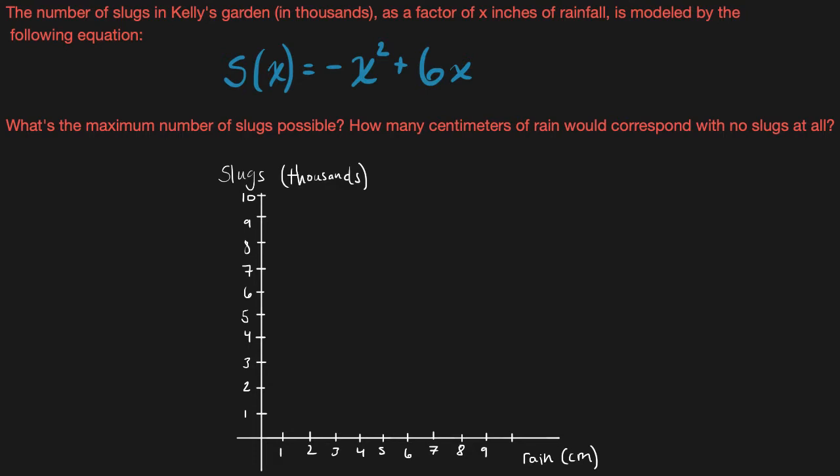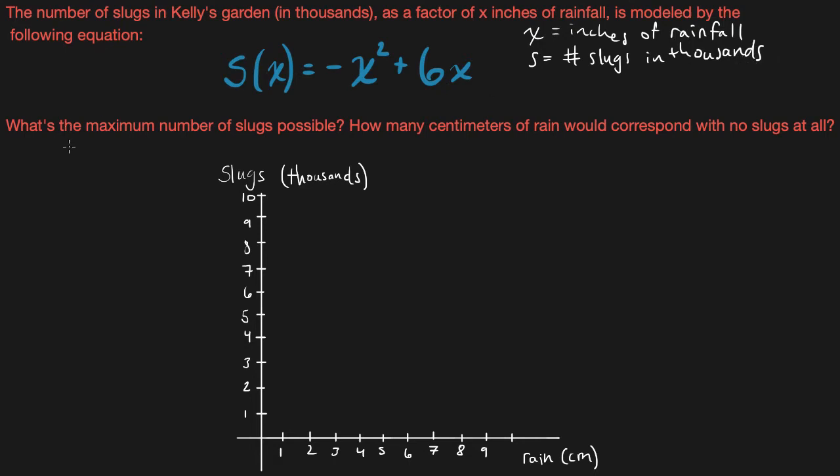So again, x is the number of inches of rainfall. And our dependent variable, S, or the output of our function, is the number of slugs in thousands.